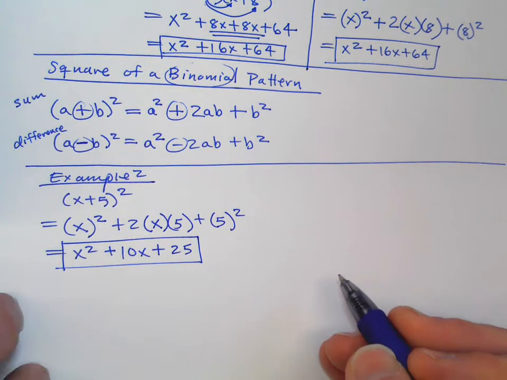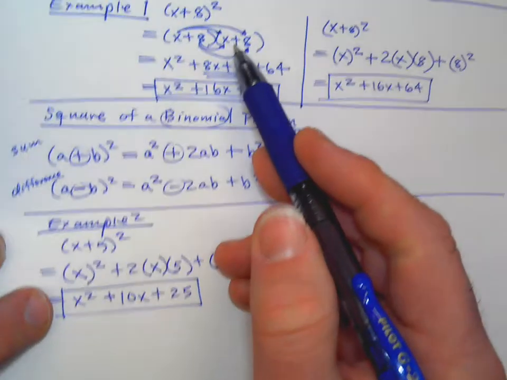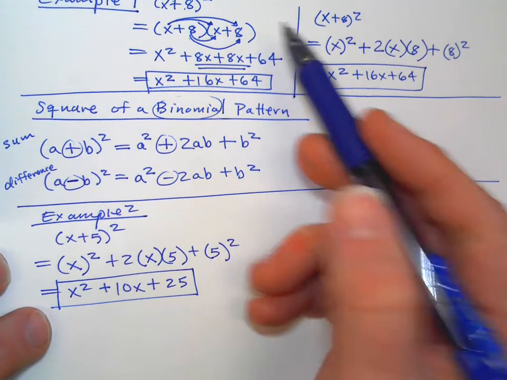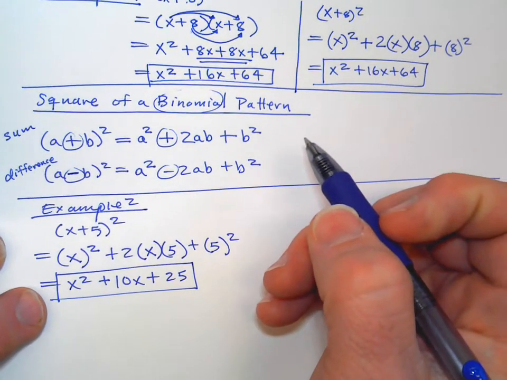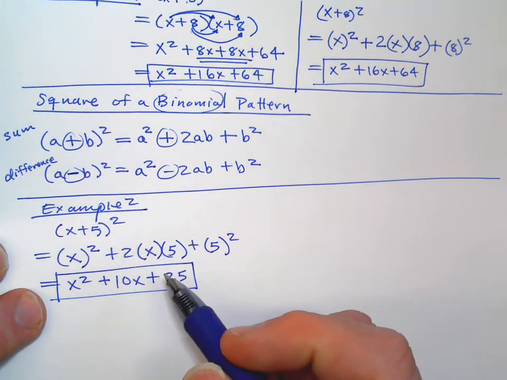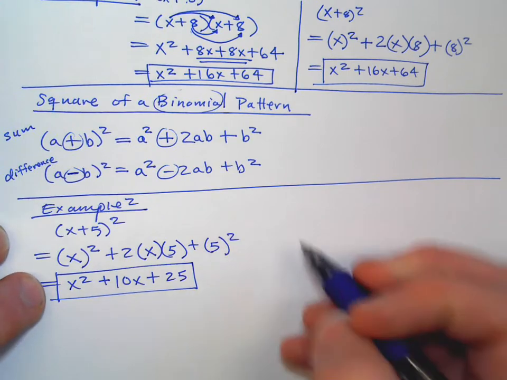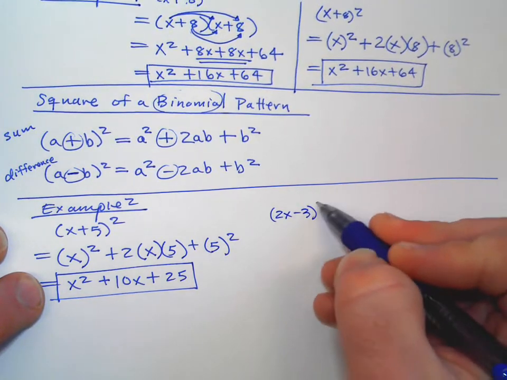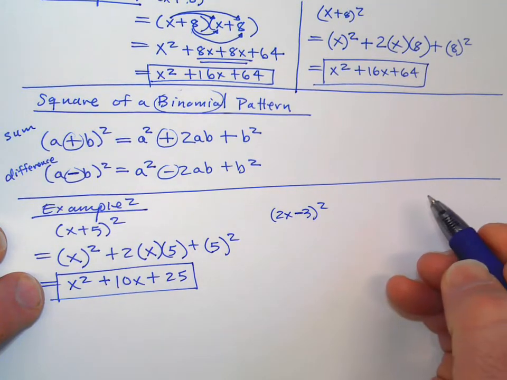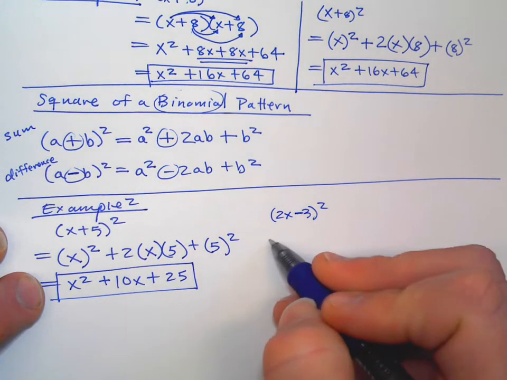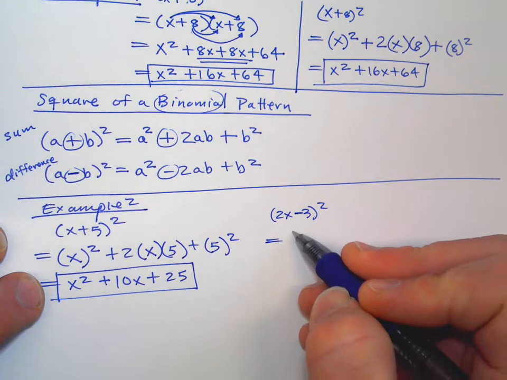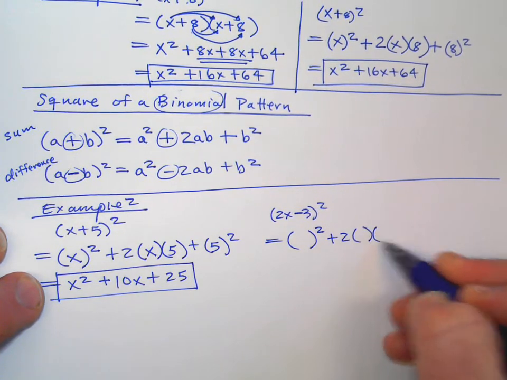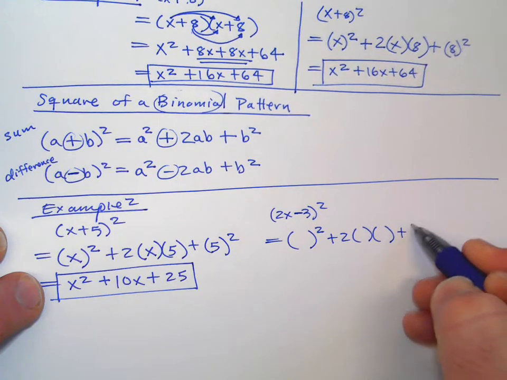So that's using the pattern. Of course, we could always just do it the regular way, which honestly, I probably do it that way myself. To me, this is a shortcut, but not much of a shortcut. Let's do another one. 2x minus 3 squared. Now, this one's a difference, so this one has subtraction in it. And so, to me, I think of it the same. It's going to be the first thing squared plus 2 times the first and second thing plus the last thing squared.